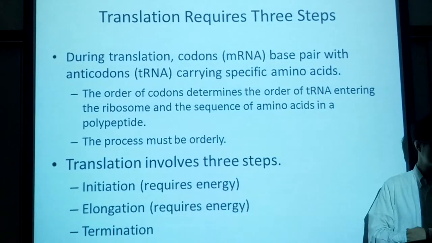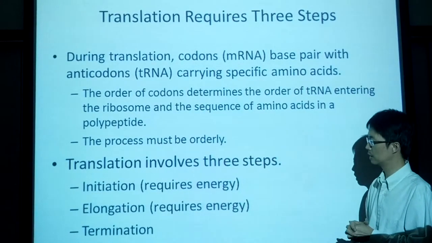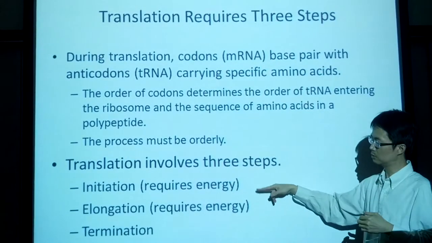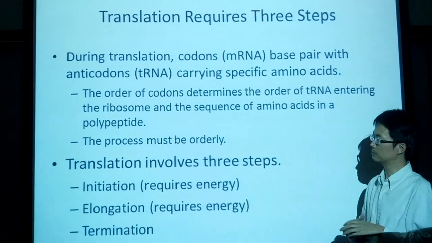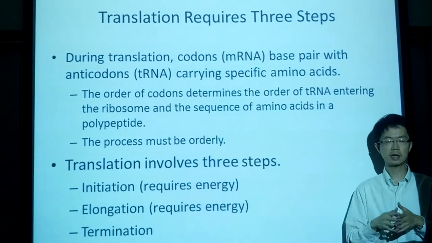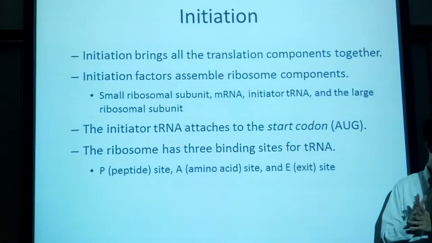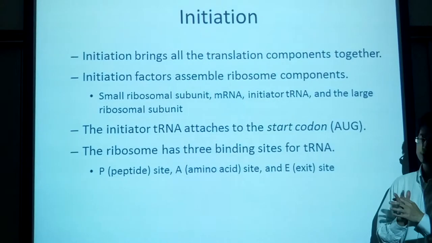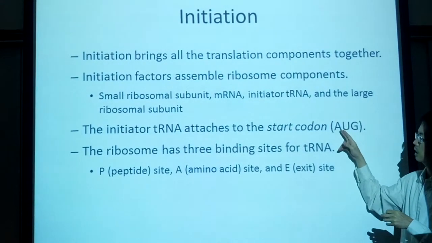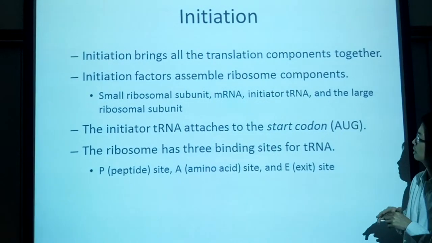So it says that translation requires three steps: initiation, elongation, and termination. The first two steps require energy. The last step does not require energy because once it hits the stop codon, everything is disassembled. So, initiation. In initiation, the tRNA attaches to the start codon, AUG. That's the important part.